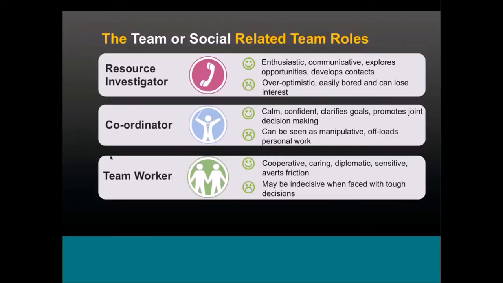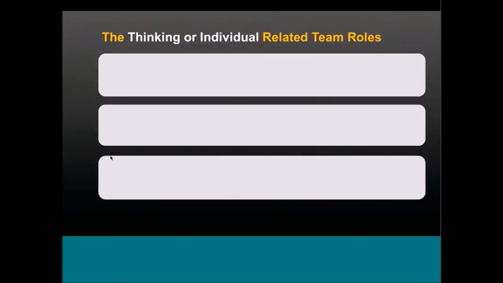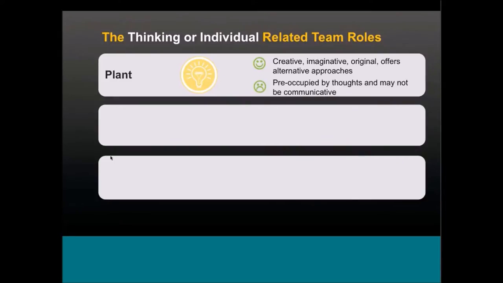And the last three, which is the head part, the thinking or internal, individual related team role, the bulb that shines and glows, a plant. A plant is somebody with a bit of a right brain mode, somebody who comes up with new ideas. Creative, imaginative, original, offers alternative approaches. Somebody who can change the dimensions of what we're discussing completely. Somebody who can think crazy. Somebody who can come out with an idea which you never thought of before.